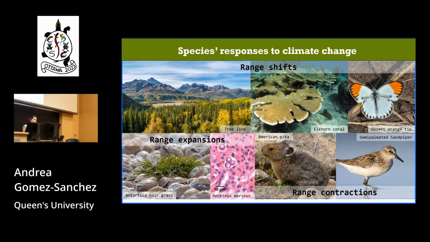The different patterns that we observe in responses are of course influenced by the dispersability of the species, the magnitude of the change, and of course the adaptive capacity of the species. So understanding how these species are able to shift their ranges or track niche conditions will be crucial to manage the redistribution of species in the future.